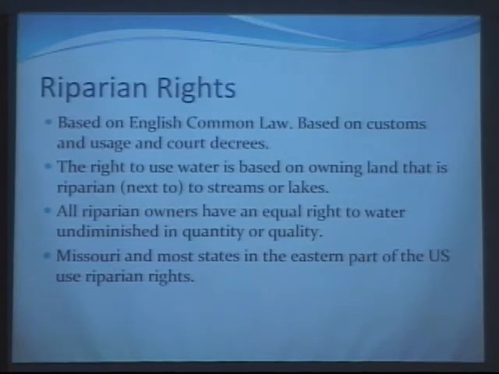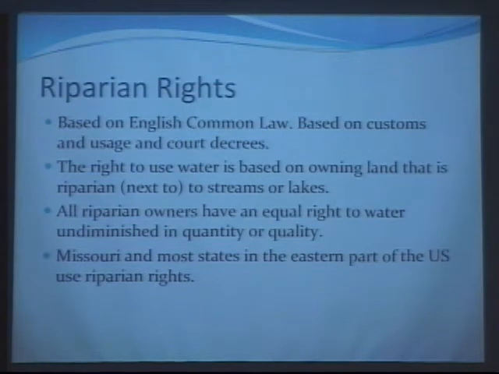Okay, so the right to use water is based on just owning land that is riparian or next to streams or lakes. You don't have to apply to the state for anything. Just owning the land gives you the right to use the water. Now, the third bullet, there's some contradictions in this statement, but at any rate, all the same, this is how it would be described in the law book.